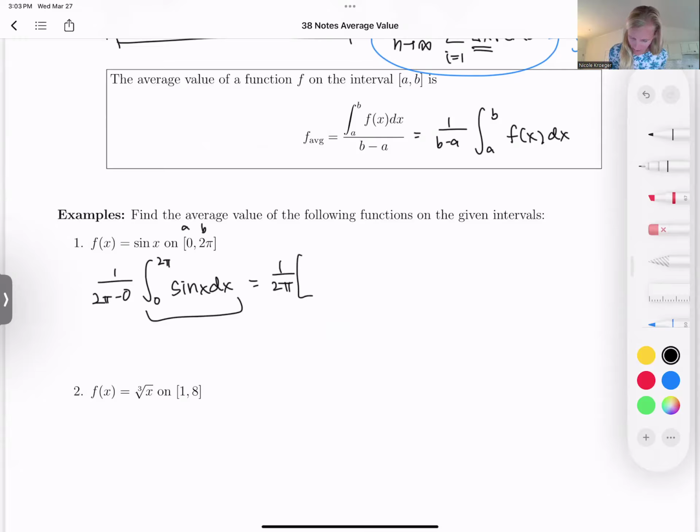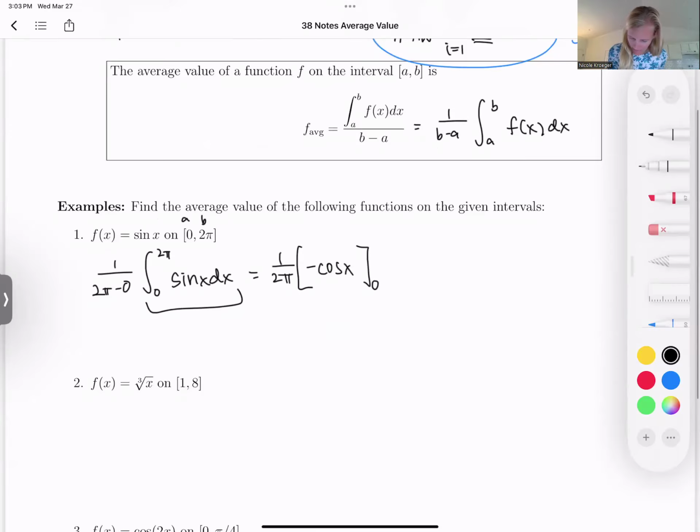Okay, well, now I just have to compute that integral, keeping a 1 over 2 pi out front. The antiderivative of sine is negative cosine. I'm going to plug in 0 and 2 pi. So I'm going to have 1 over 2 pi times negative cosine of 2 pi minus negative cosine of 0, so that'll be plus cosine of 0.